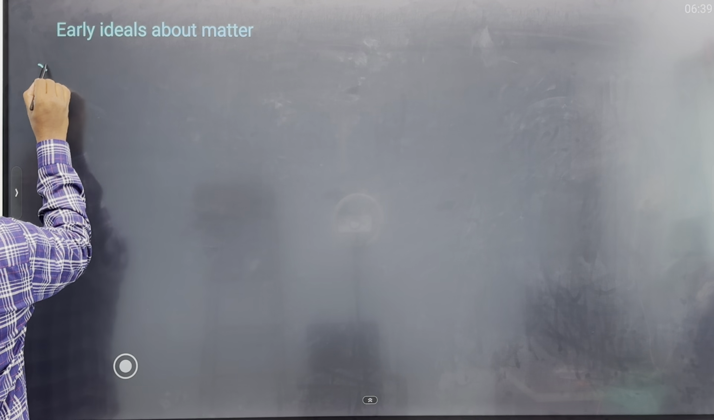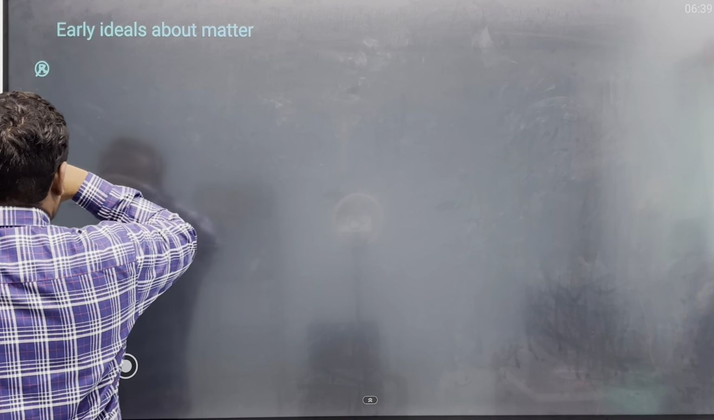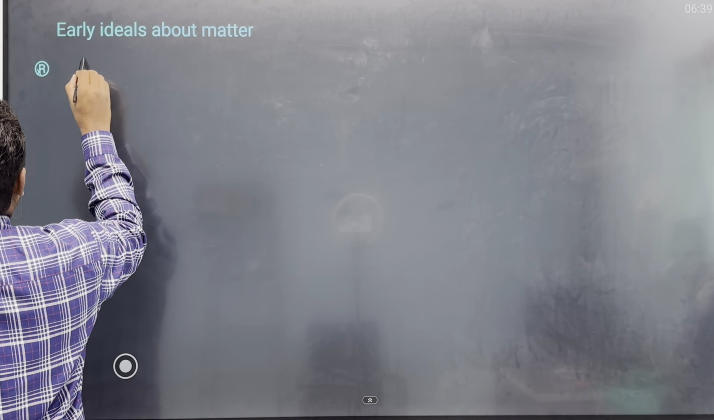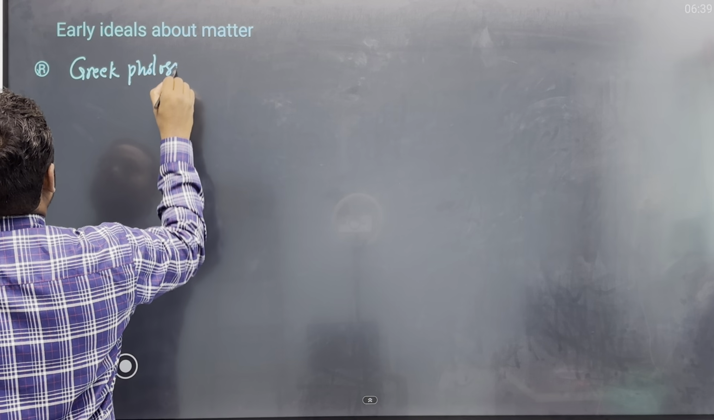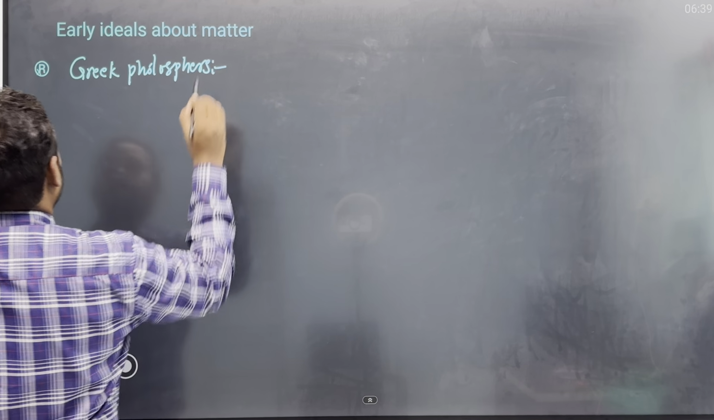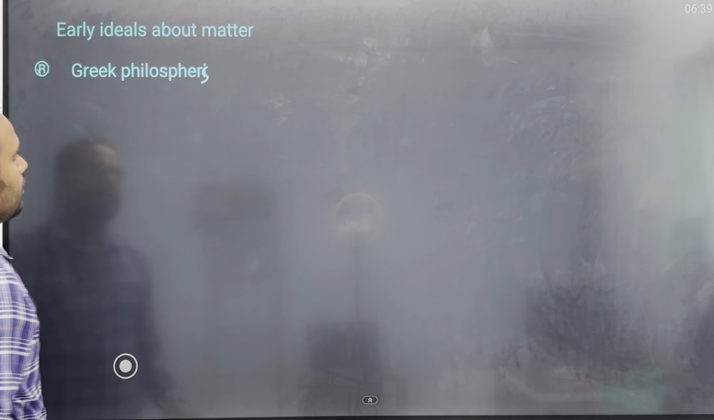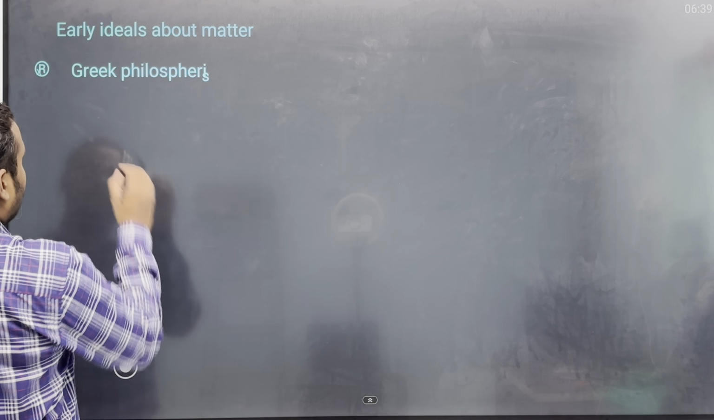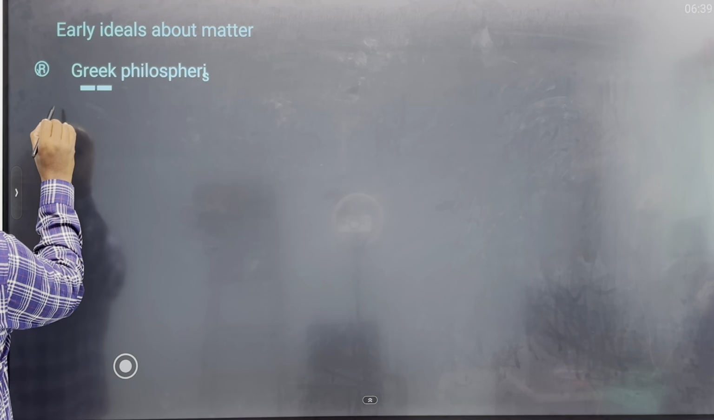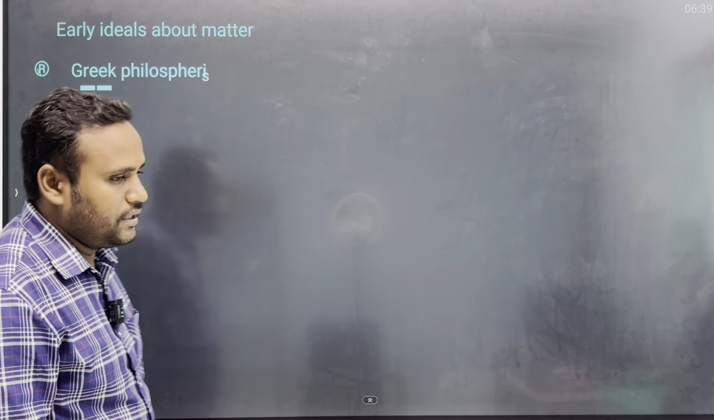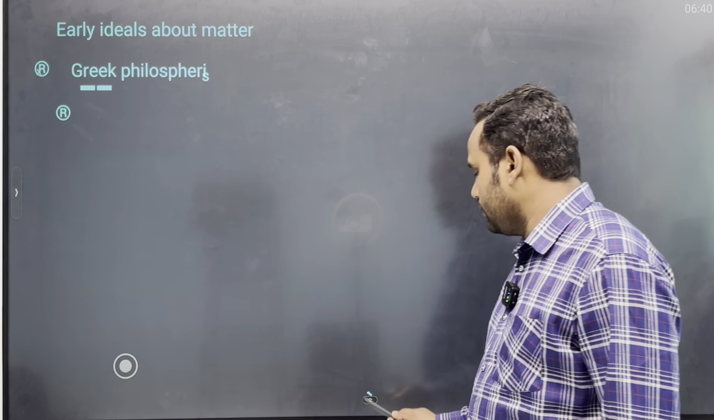First of all, Greek philosophers, like Democritus and Leucippus. What they did was they divided the matter continuously. They took some matter and divided it continuously.